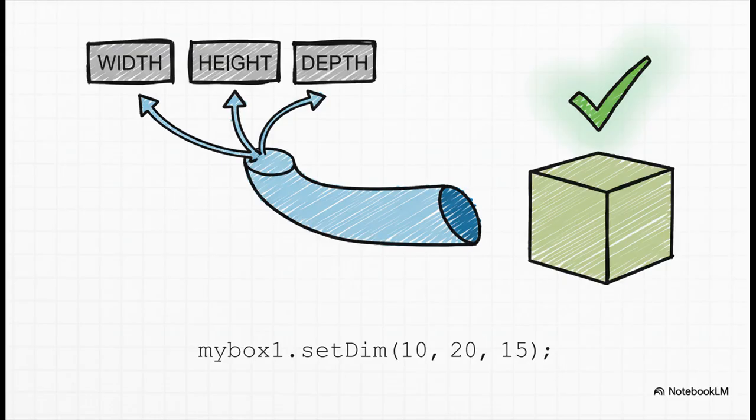It's so much better. We create a new method, let's call it setDim, that has parameters for width, height, and depth. So now, instead of 3 clunky lines, we have 1 clean, descriptive line of code to set up our box. It's safer, it's more readable, and it's way more efficient.